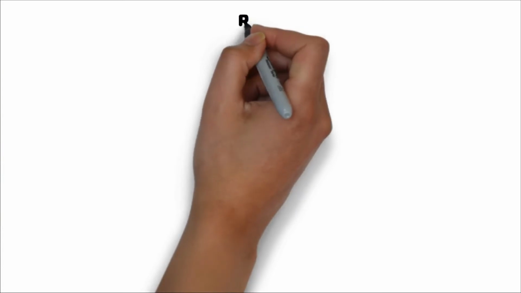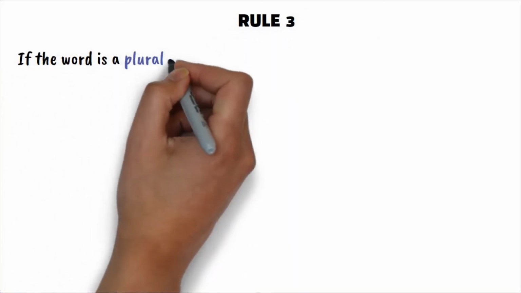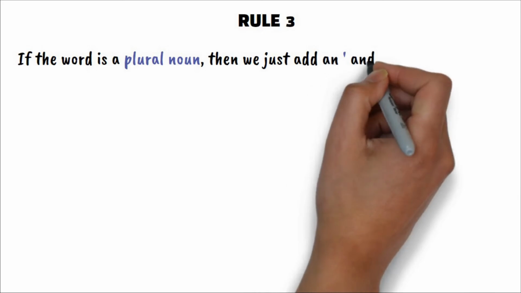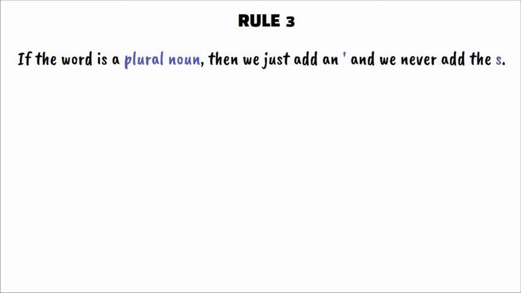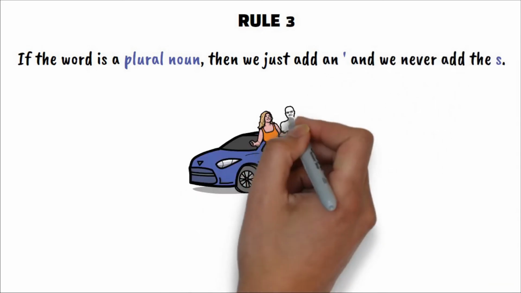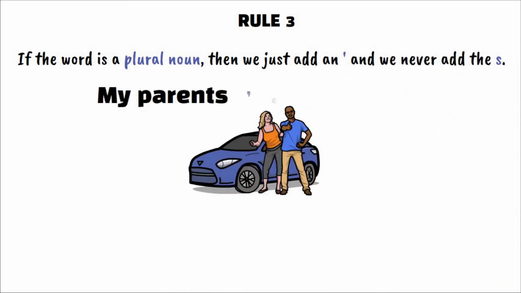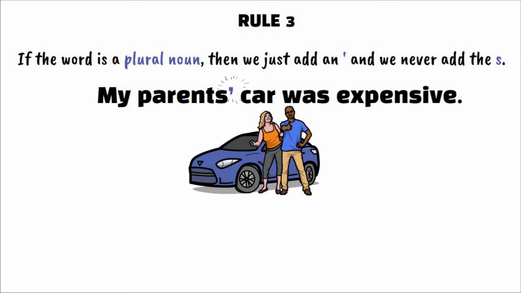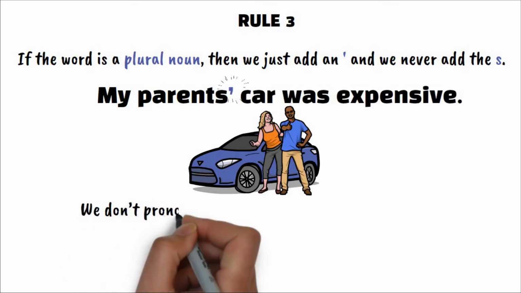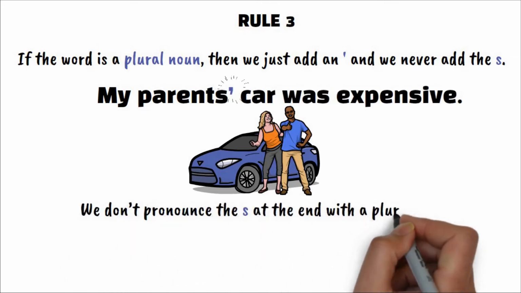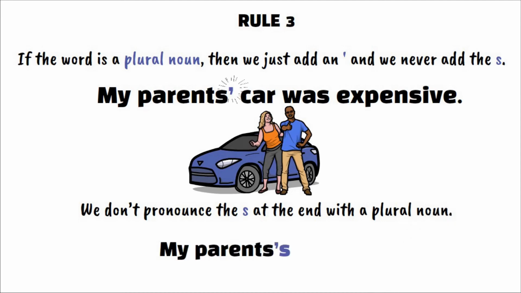Rule number 3. If the word is a plural noun, then we just add the apostrophe and we never add the S. For example, my parents' car was expensive. We don't pronounce the S at the end with a plural noun, so to say my parents's car would be incorrect.